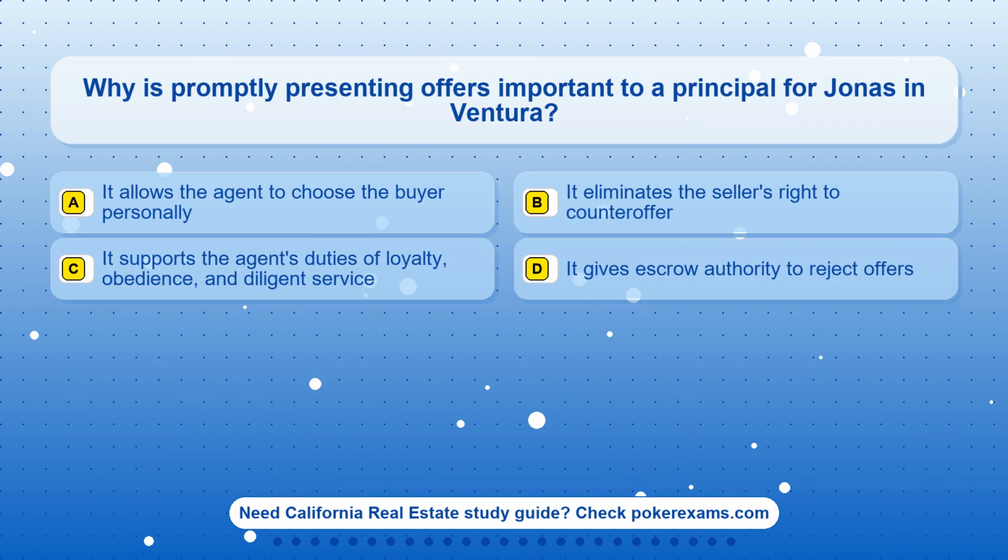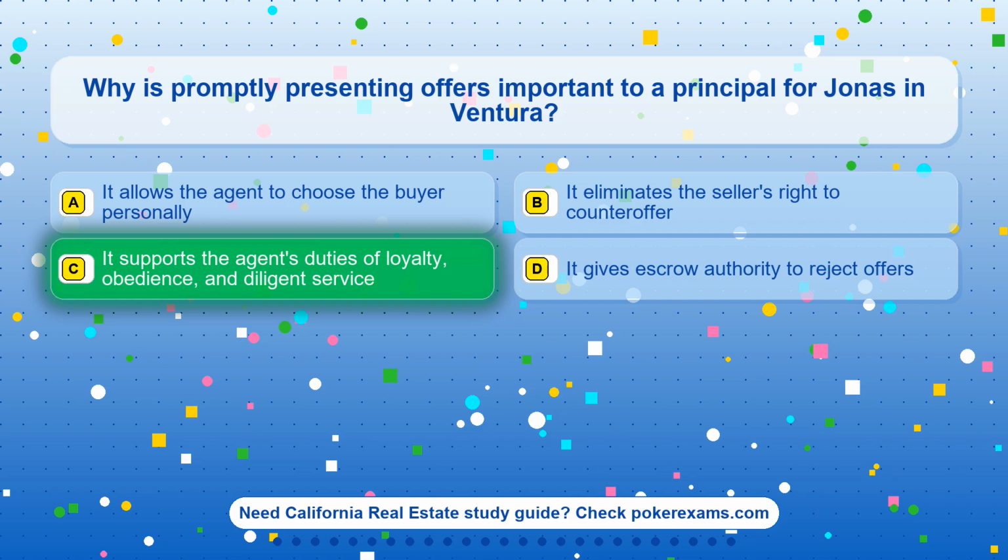Question 18. Why is promptly presenting offers important to a principal for Jonas in Ventura? Option A, it allows the agent to choose the buyer personally. Option B, it eliminates the seller's right to counteroffer. Option C, it supports the agent's duties of loyalty, obedience, and diligent service. Option D, it gives escrow authority to reject offers.